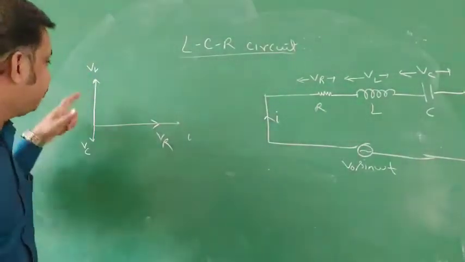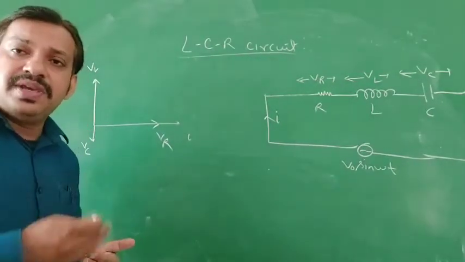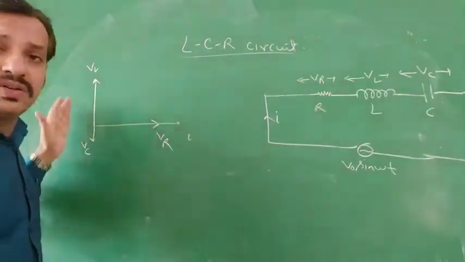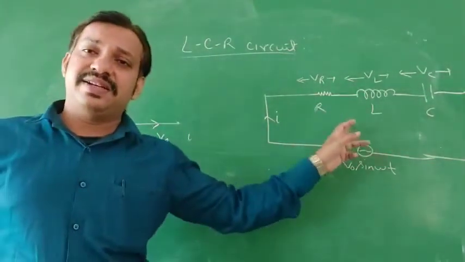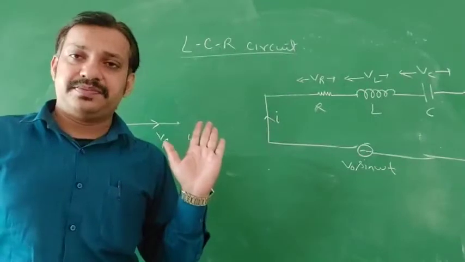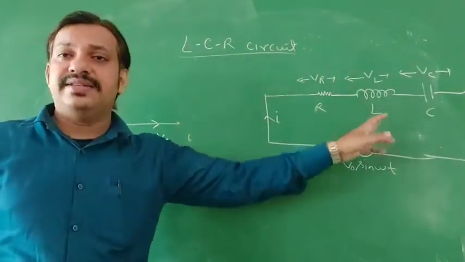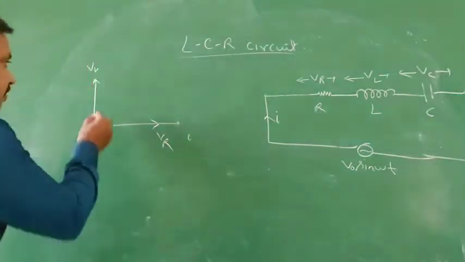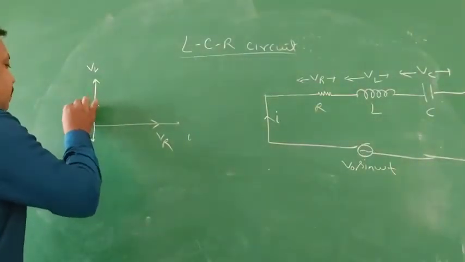You can see here VL and VC are opposite vectors. First of all I am going to solve the resultant of these two vectors. Generally the value of XL is greater than XC, that is why we are considering VL is greater than VC. So if VL is greater than VC, the resultant of these two vectors is in this direction, and what is the value?